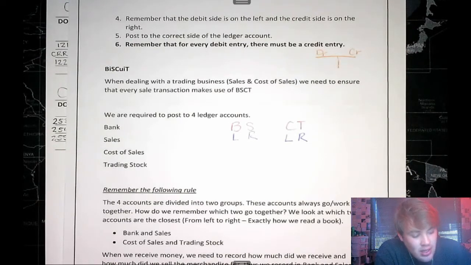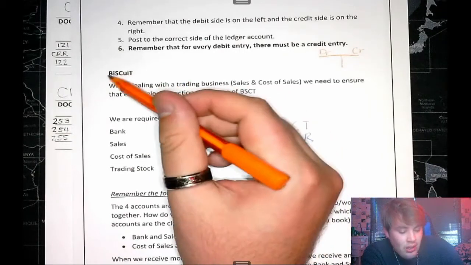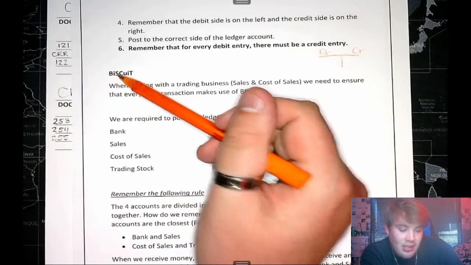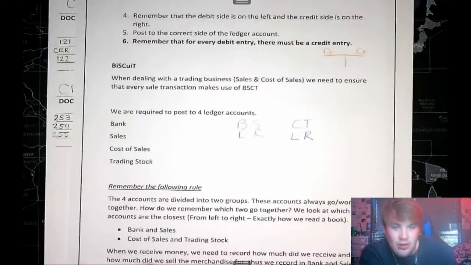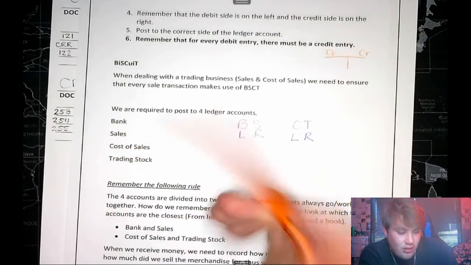In a trading business, with sales and cost of sales, we ensure that every sales transaction makes use of biscuit. We are required to post to the 4 ledger accounts, which would be bank, sales, cost of sales, and trading stock. How do we remember these 4 accounts? If we look here in the word biscuit, we see that the B is big, the S is capitalized, the C is capitalized and so is the T. So those are the 4 accounts here: bank, sales, cost of sales, and trading stock.